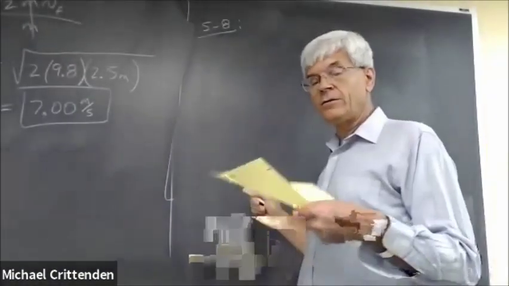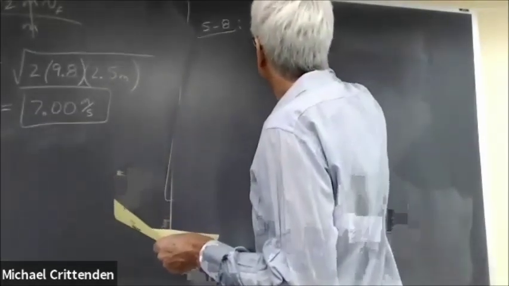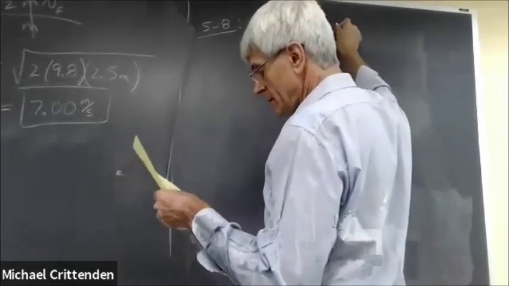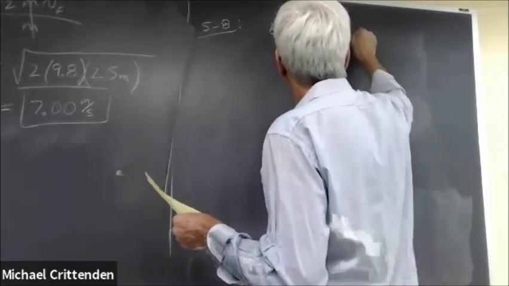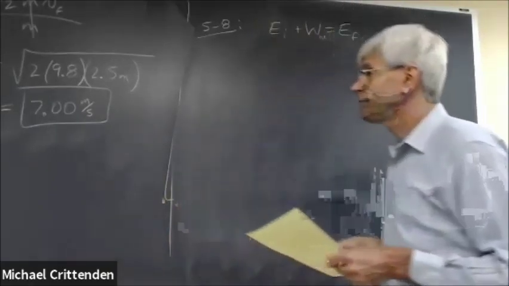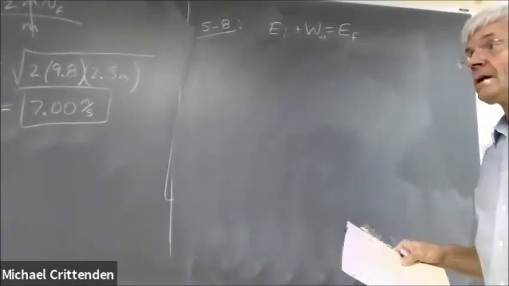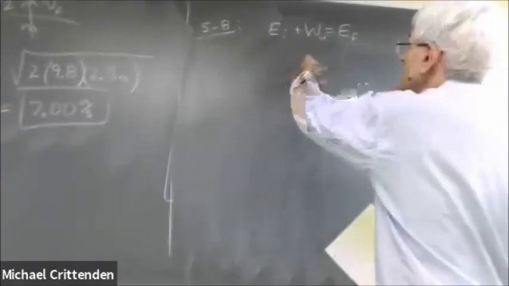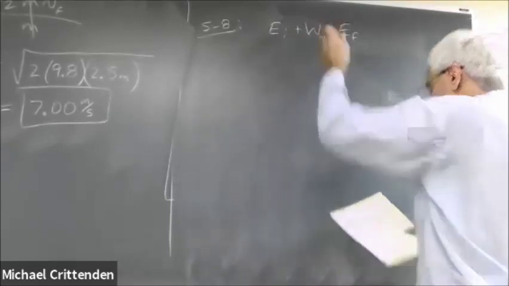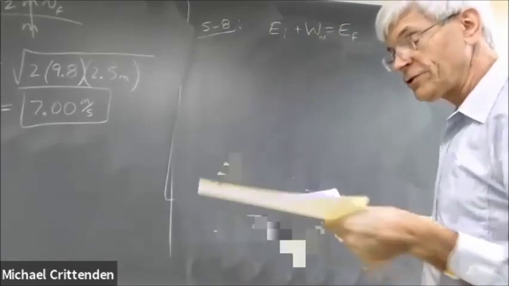Anytime you're going to use work and energy to solve a problem, your general jumping off point is E initial plus W equals E final. W is the work done by non-conservative forces. And if it's a problem like the previous one where it's just E initial equals E final, that's still this, just with W set equal to 0. In this case, though, the work is not 0 because friction is present.